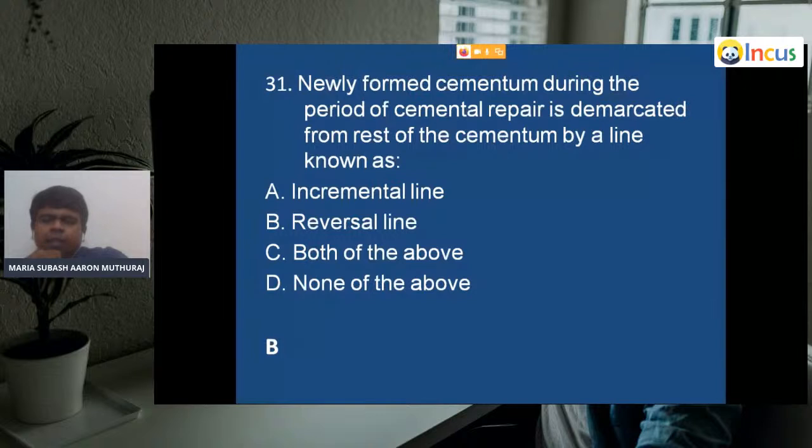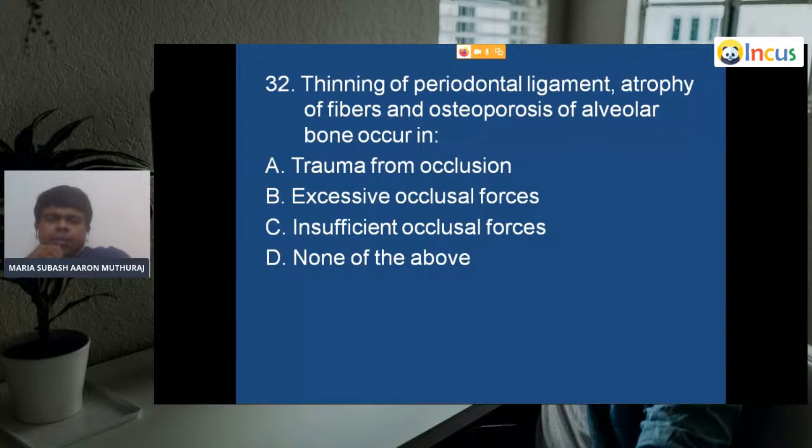Thinning of the periodontal ligament, atrophy of fibers and osteoporosis of alveolar bone occurs in trauma from occlusion? When there is trauma from occlusion, there will be an increase in thickening of the periodontal ligament, buttressing bone formation will be present, and there will be an increase in the length of the periodontal ligament and more cellular activity. Therefore these features won't be present. With excessive occlusal forces also, there will be thickening of the periodontal ligament space and buttressing bone formation to counter the force. Here also these features won't be present.